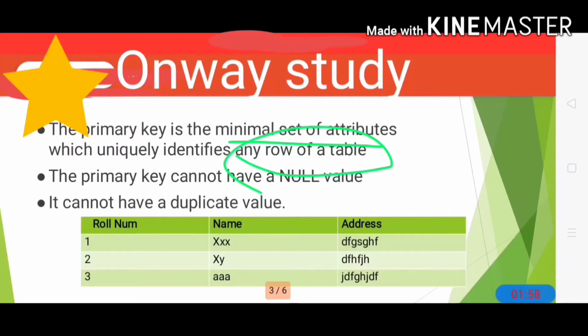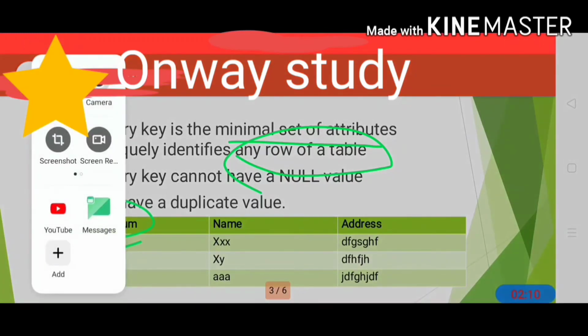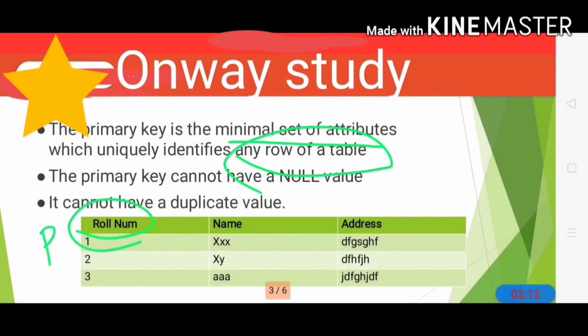Let me see the table. Roll number, name, address. Which uniquely identifies the data? So we select roll number as the primary key.